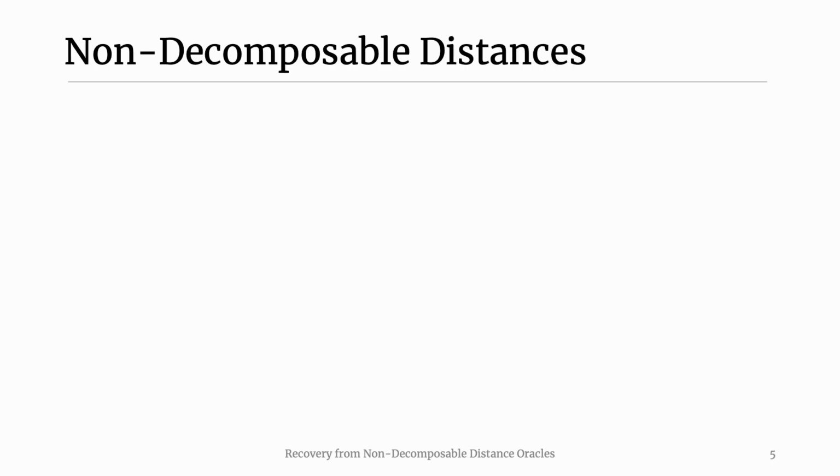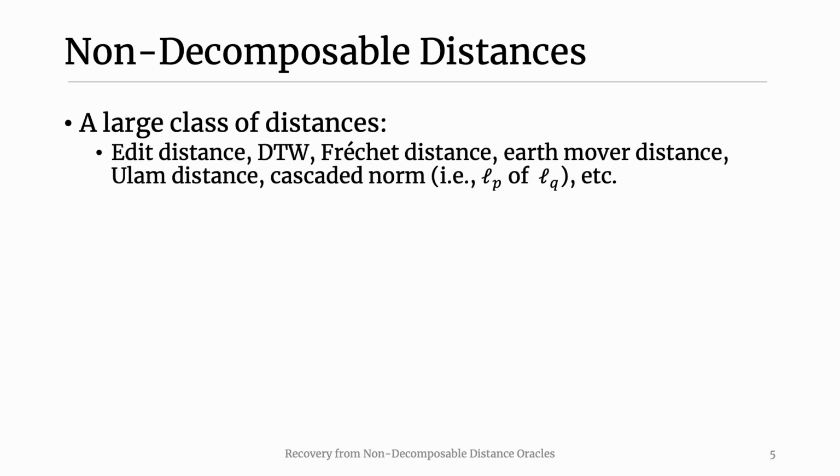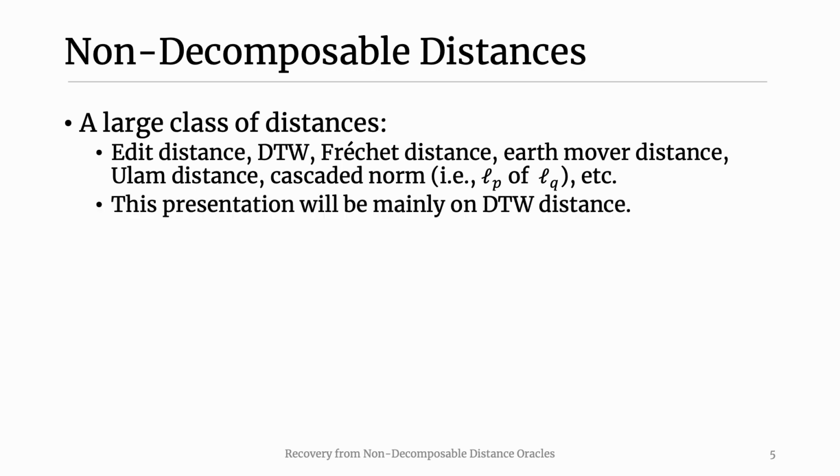For non-decomposable distances, sequences are not required to be aligned coordinate by coordinate. Instead, the distance is defined by some implicit optimal alignment, as per dynamic programming. There is a large class of distance metrics fitting this category. For example, we have edit distance, DTW distance, Fréchet, Earth Mover's distance, Ulam distance, cascaded norm. Due to time constraints, I will be mainly focusing on the DTW distance, but more results on other distances can be found in our full paper.